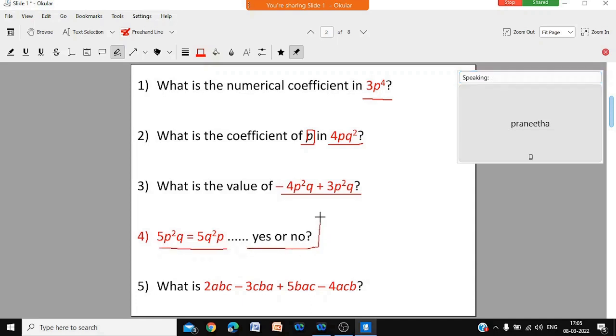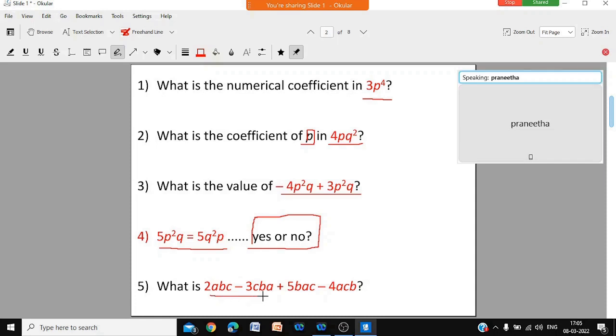Next, 5p square q and 5q square p, are they equal? Write yes or no. Just write yes or no. Question number 4. 5p square q and 5q square p, are they equal or not? Yes or no. Write whether these two are equal or not. Wrote, sir.